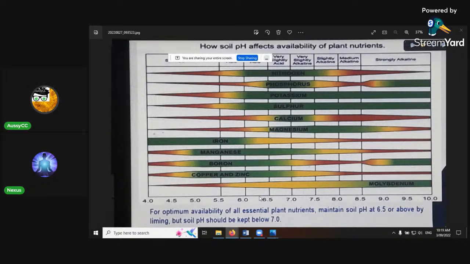Like I run just below 6.5. So I'll run probably 6.3 around that. And I could even get it up to 6.5. But that's just how I've run. So that's why with CalMag, everyone says put CalMag in, because you've made it unavailable to the plant from the pH.